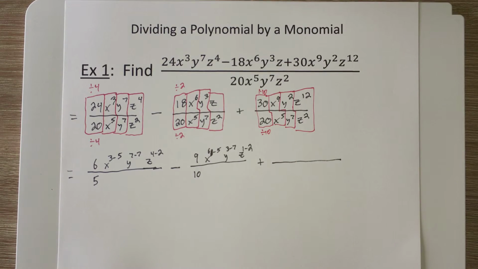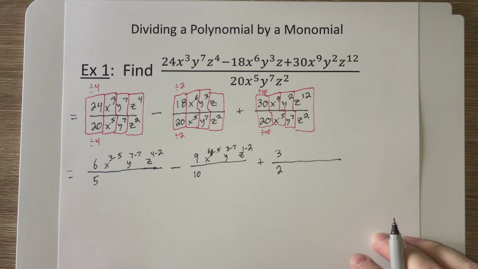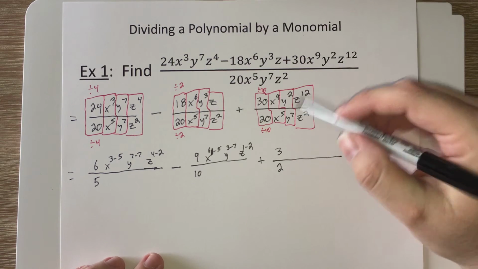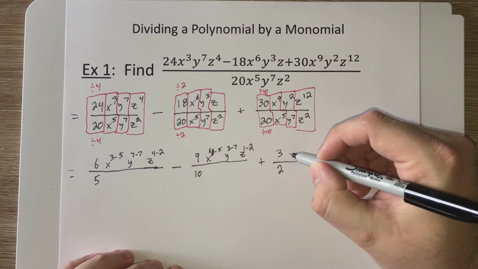We divide the top and bottom by 10. You divide the 30 by 10, you get 3. Divide the 20 by 10, you get 2. Okay. And once again, you divide the letters separately. When you divide the x's, since they both have the same base, the answer will have the same base. So you write an x.